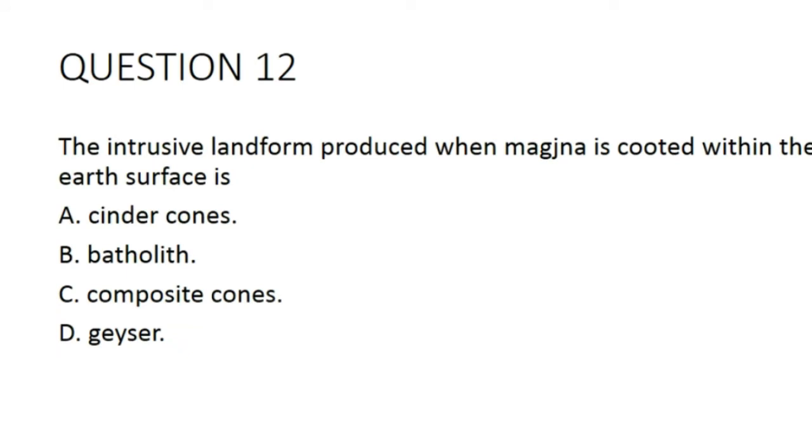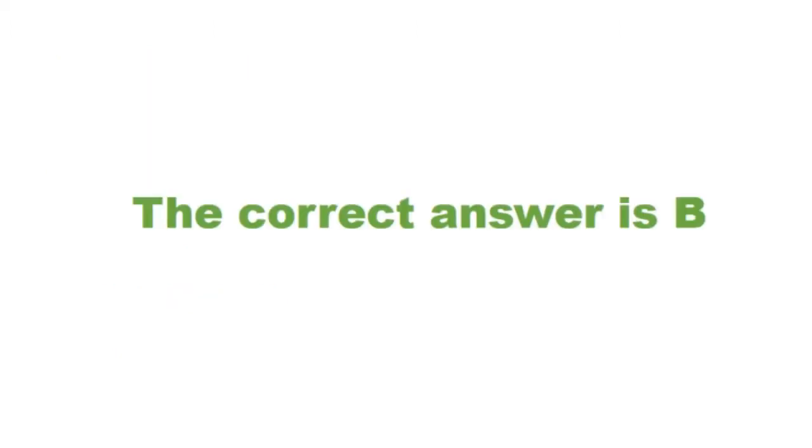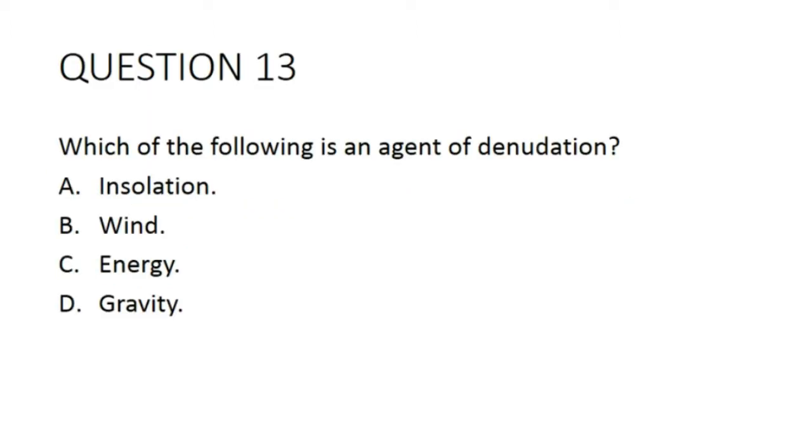Question 12. The intrusive landform produced when magma is cooled within the Earth's surface is A. Cinder cones, B. Batholith, C. Composite cones, D. Geyser. The correct option is option B. Batholith. Question 13. Which of the following is an agent of denudation? A. Insulation, B. Wind, C. Energy, D. Gravity.